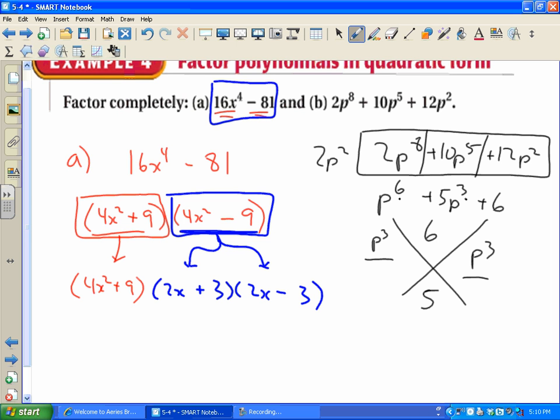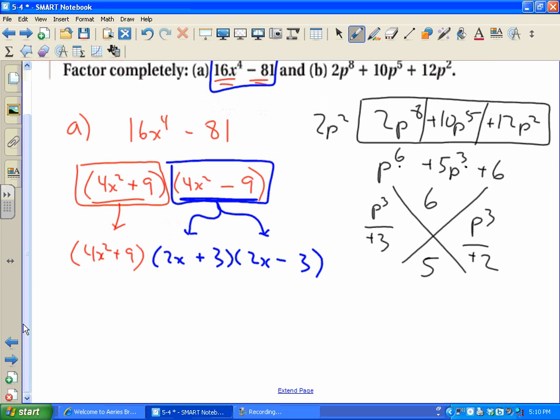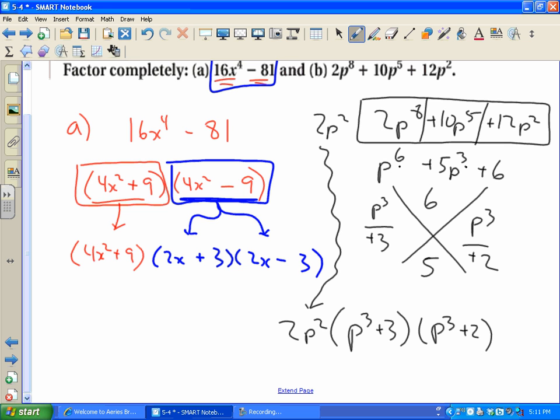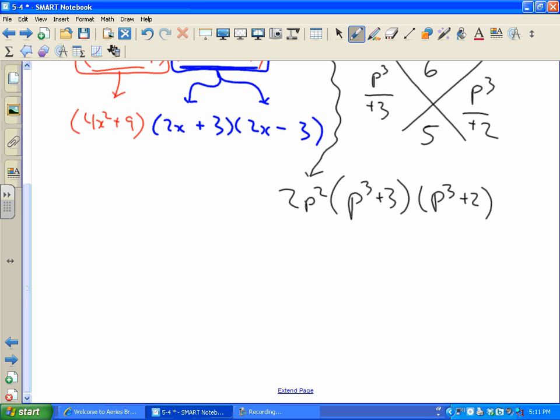Two numbers need to multiply together to give me positive 6, add together to give me positive 5. Those numbers are 3 and 2. Now we can go ahead and write it. I can't reduce those fractions, so I've got p cubed plus 3, p cubed plus 2, and don't forget the original factor that you factored out, which is 2p squared. We are factored completely here.